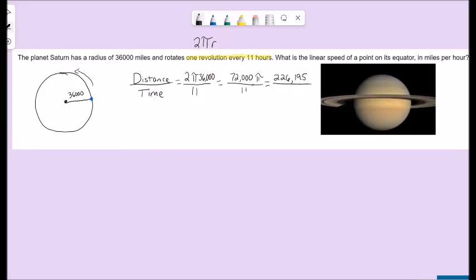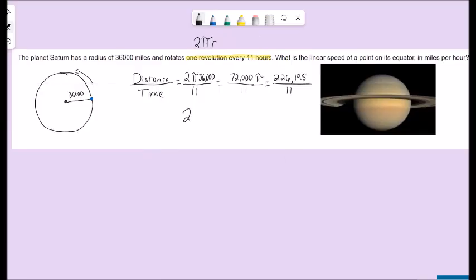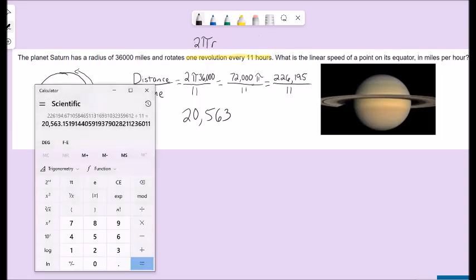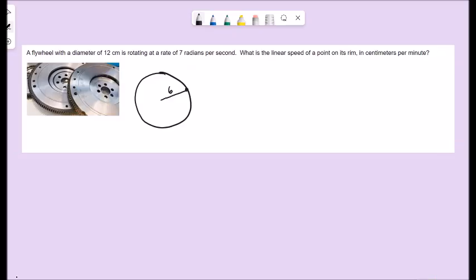Okay. Now that's going to be divided by the number of hours, which was 11. So now we've got this. I'll divide this by 11. Okay, so the speed, the linear speed of a point on its equator is 20,563 miles per hour. That's how fast a point on the surface of Saturn is rotating around the center of the planet.